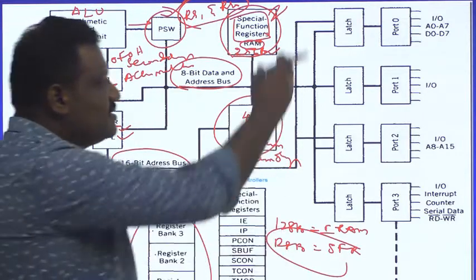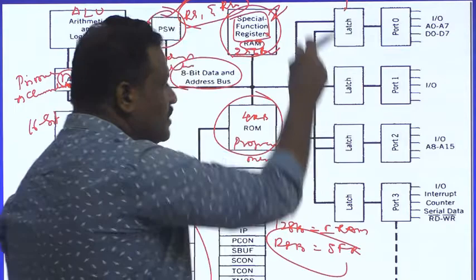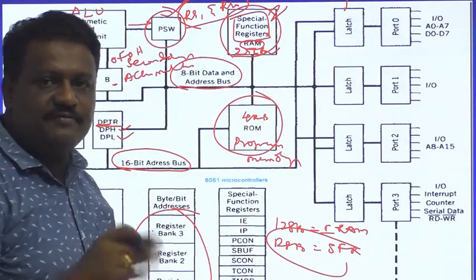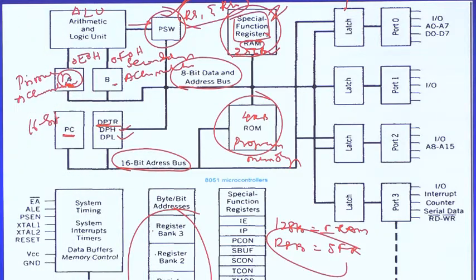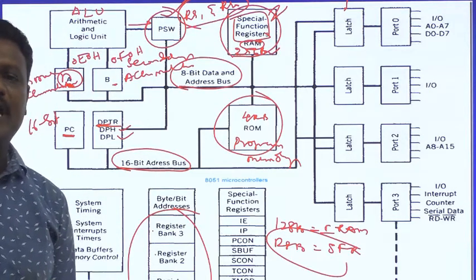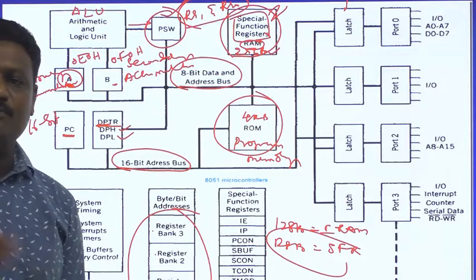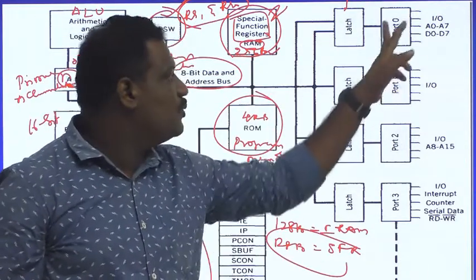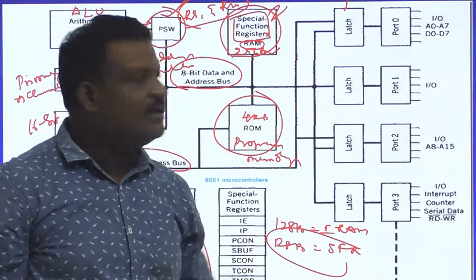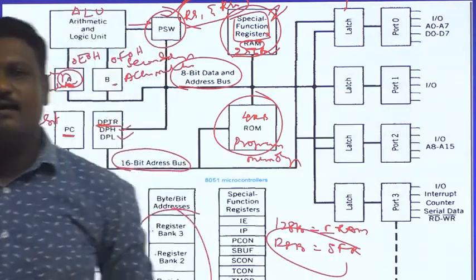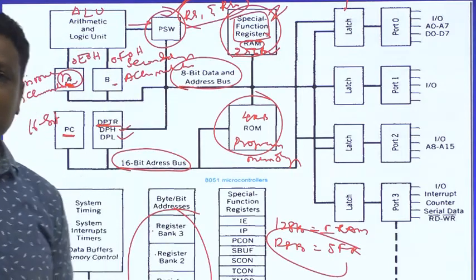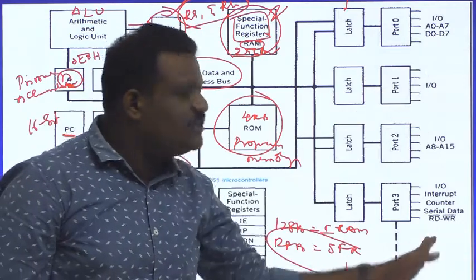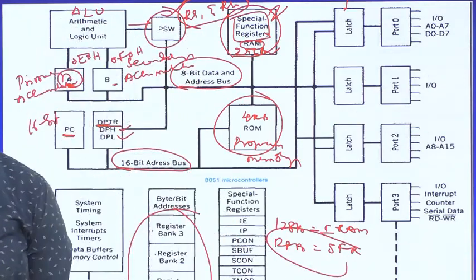And coming to this, these are the latches. Latches are connected in front of our ports. I already told you in the features, 8051 has 4 I/O ports. Each port has 8 I/O pins. Those are port 0, port 1, port 2 and port 3. At each port we connect I/O devices, and each port has 8 I/O pins, and these 8 I/O pins have different functions.